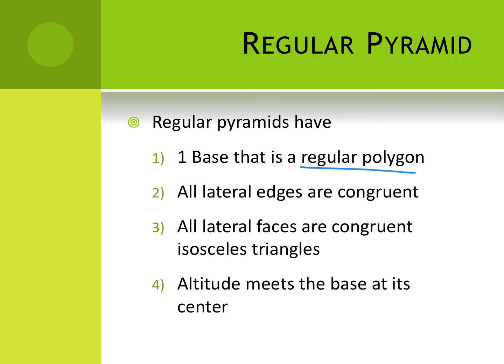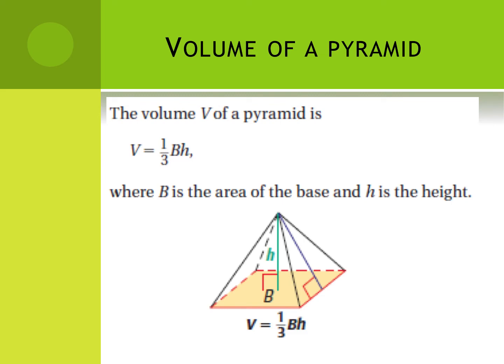Here, all lateral edges are congruent. All lateral faces are going to be congruent isosceles triangles. And the altitude is going to meet the base at its center. Remember, the altitude is the height, and there's a picture of it on the next slide. The green line there is the height, meeting the base at its center. So again, the volume of a pyramid is 1/3 base times height, where the uppercase B represents the area of the base.